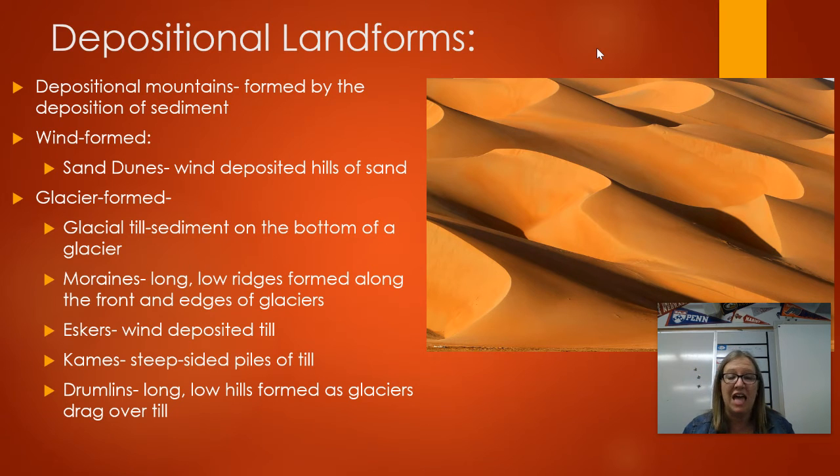We also get eskers, which is kind of a combo of the wind-formed and the glacier-formed. So wind can pick up some of the till that's left behind and deposit it in different areas. We have kames, which are just steep-sided piles of till, probably after the glacier moves or melts. And then drumlins, which are long, low hills formed as the glacier drags over the till. So the sediment is getting left behind as the glacier is moving. As the glacier melts away, it leaves all this stuff behind. You can see pictures of the moraine and the eskers and drumlins all on page 169 in your book.